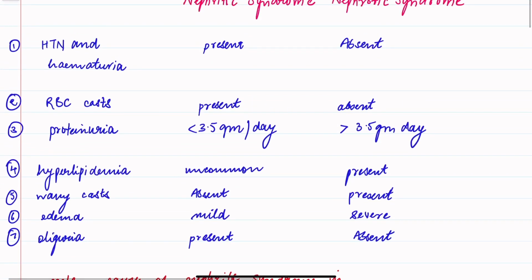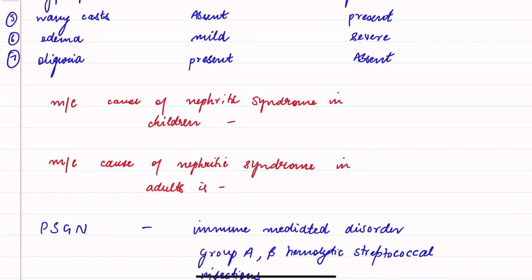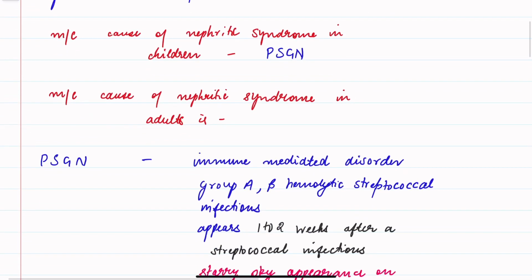So these differences should be on your tips: hypertension, RBC cast, proteinuria, hyperlipidemia, edema and oliguria. Okay. Most common cause of nephritic syndrome in children is PSGN, post streptococcal glomerulonephritis. Most common cause of nephritic syndrome in adults is IgA nephropathy.